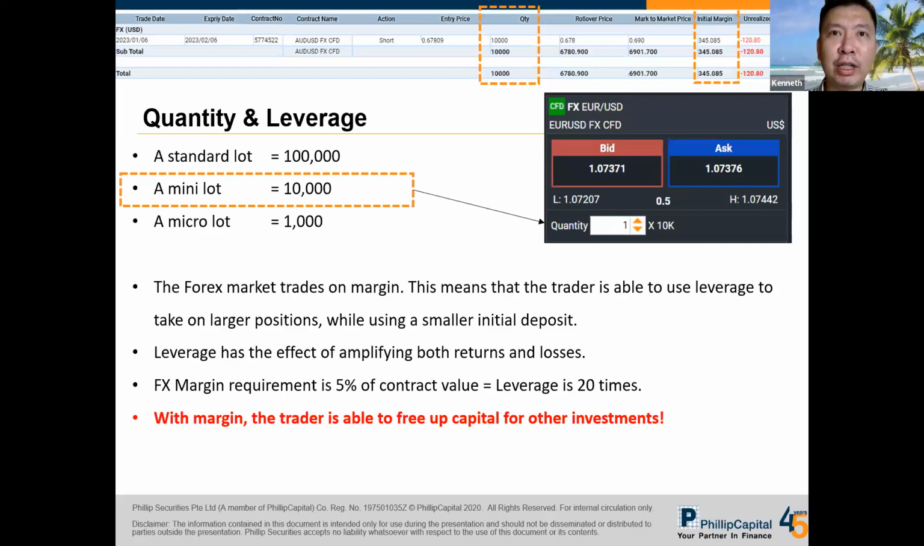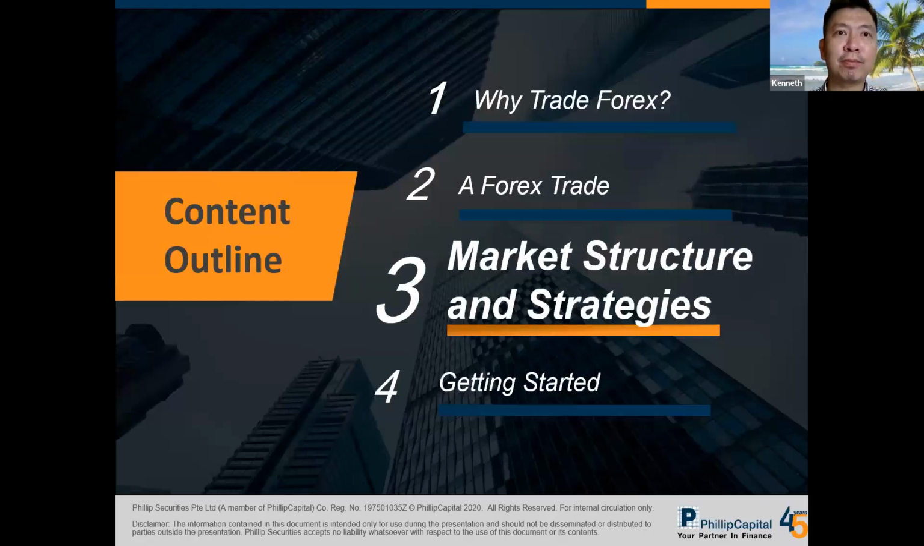The forex market trades on margin. So this means that the trader is able to use leverage to take on positions while using a smaller initial deposit. You don't actually have to fork out 10,000 Aussie to actually trade this. So you only have to put up a smaller margin. So please remember, leverage does not equate to high risk. Poor money management equates to high risk. And leverage is actually an advantage as the investor is able to free up capital for other investments.